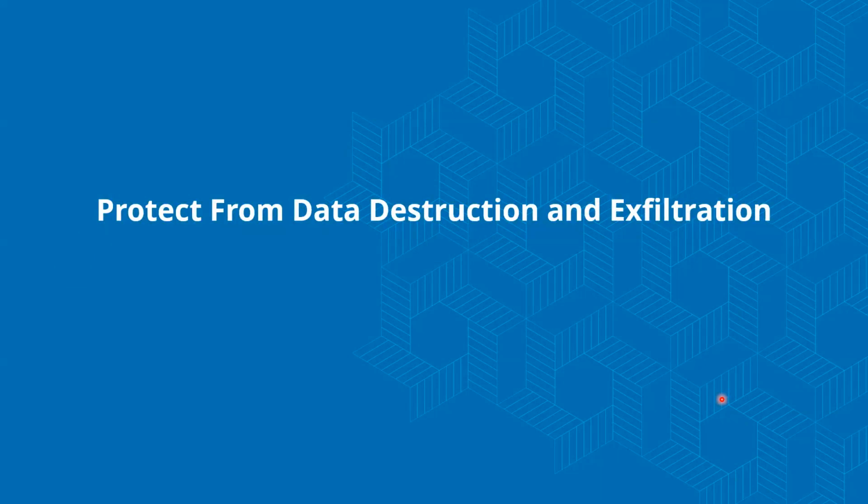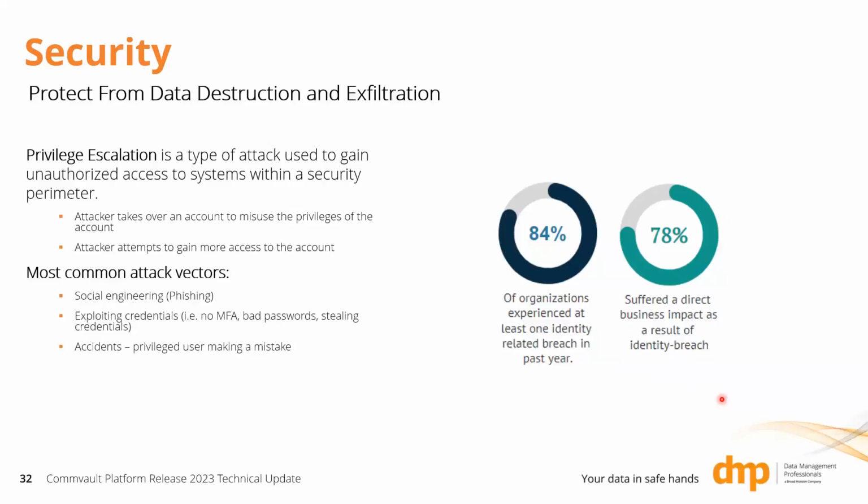Now we go to protect from data destruction and exfiltration. So that is the so-called 4 I's principle. There are multiple ways an attacker can infiltrate your environment. That could be, for example, privilege escalation, phishing, etc. So there are multiple ways an attacker can get access to your environment, and using multi-person authentication can be used to overcome a few of those things.